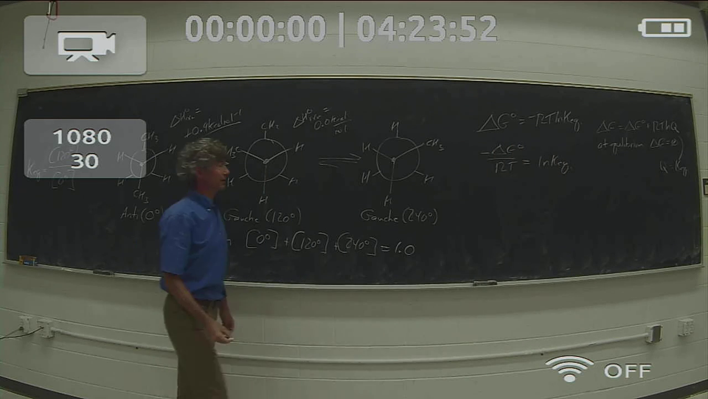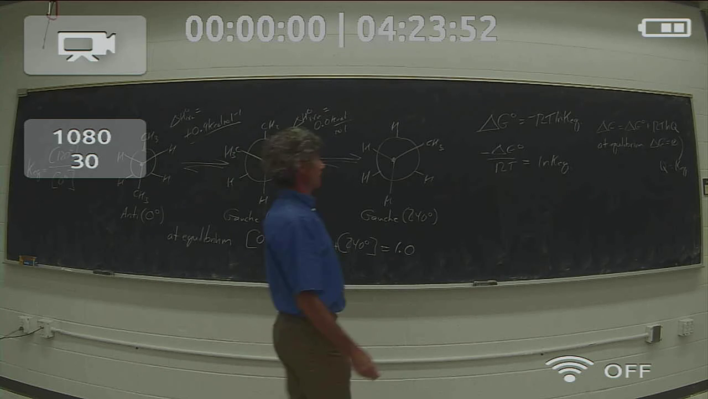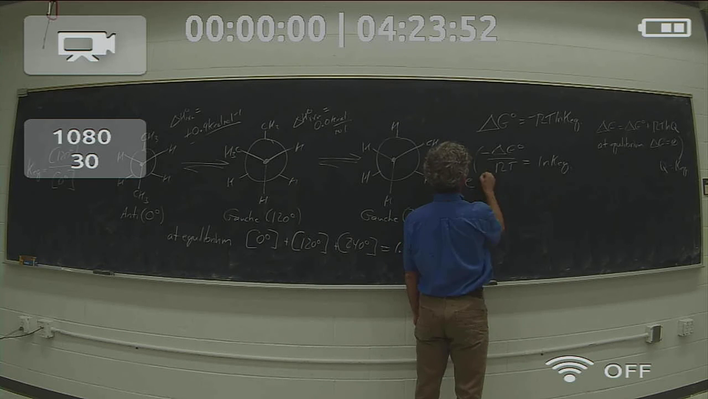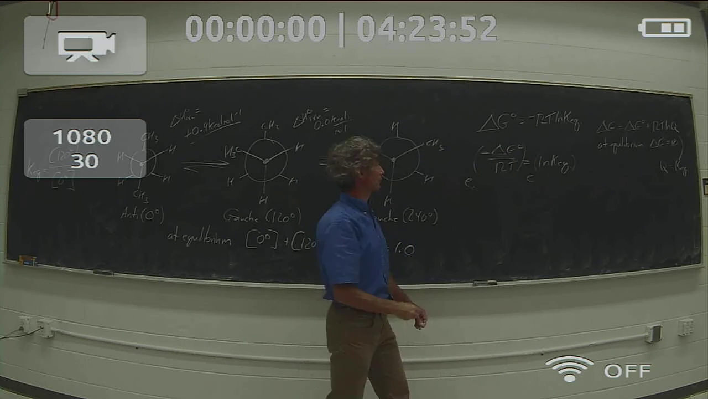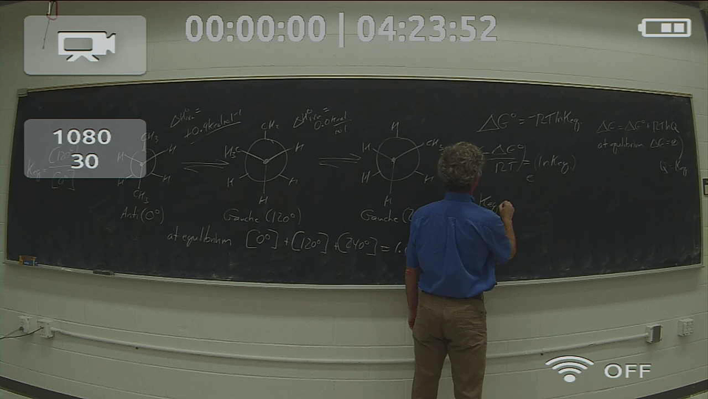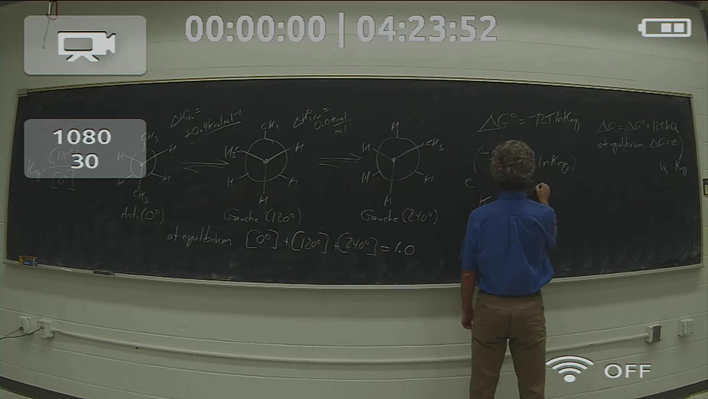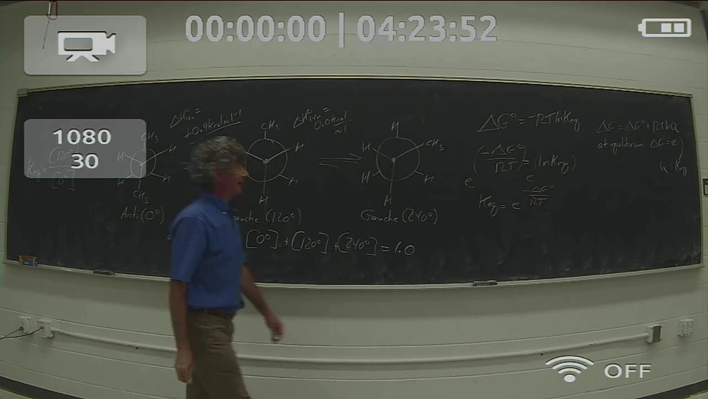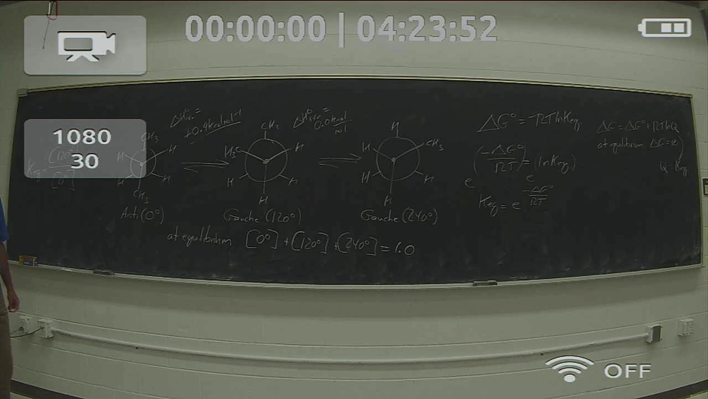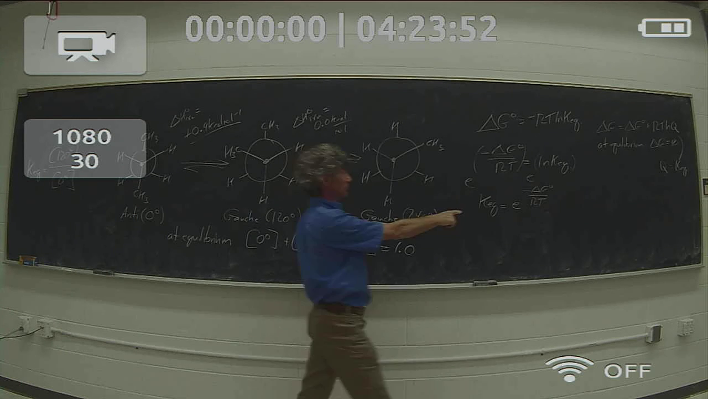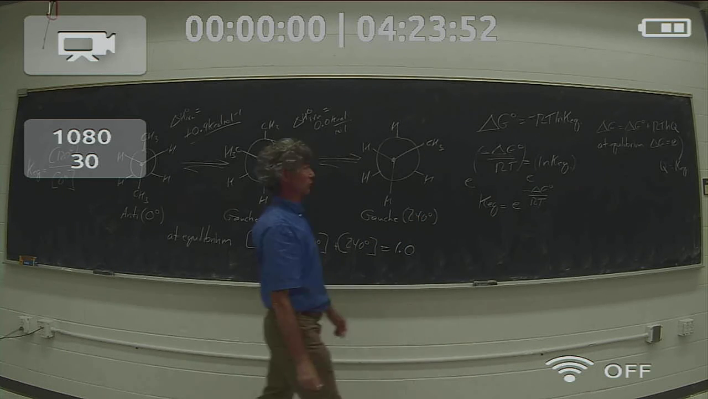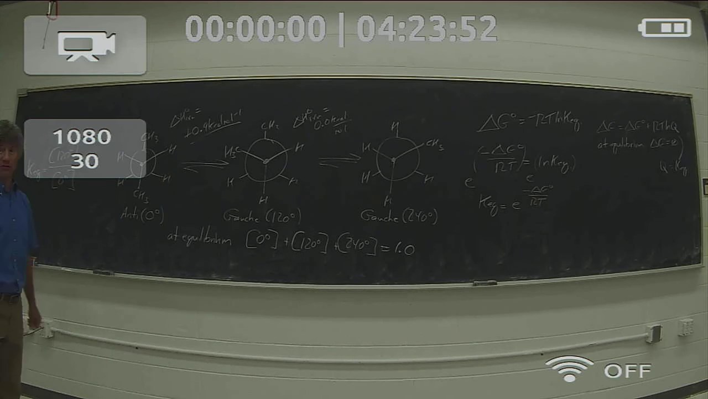And then by taking each side to the exponential, e to the minus delta G0 over RT is e to the ln K. Those are inverse operations. I can say that the equilibrium constant is equal to e to the minus delta G0 over RT. I have a little bit of a complication now, though, because these are delta H's of reaction, and that's a delta G of reaction, a free energy change for the reaction. And the free energy change and the enthalpy change are not, in fact, the same thing.